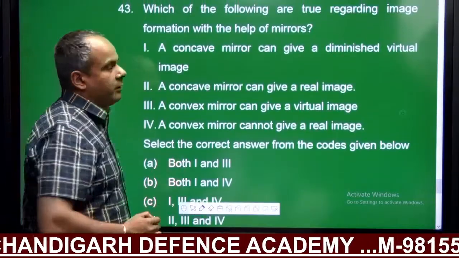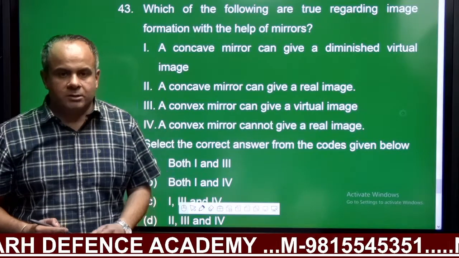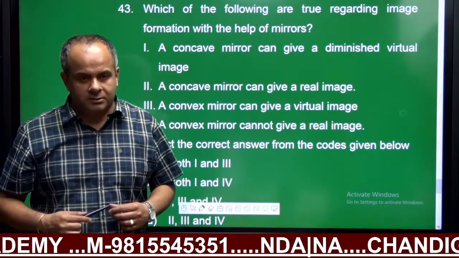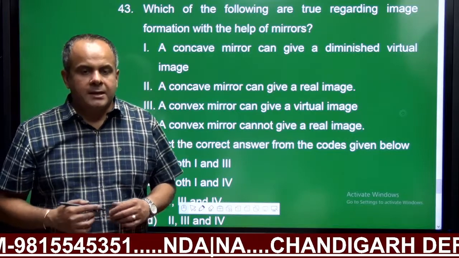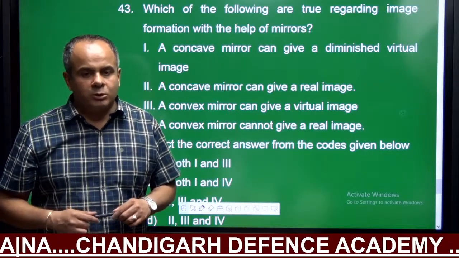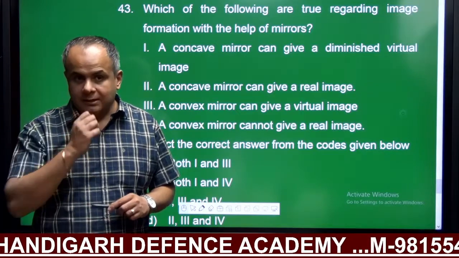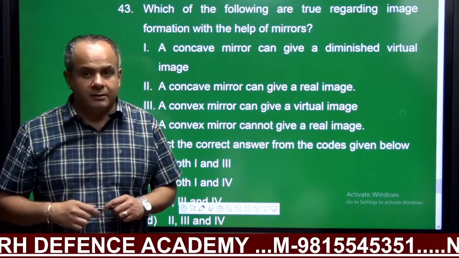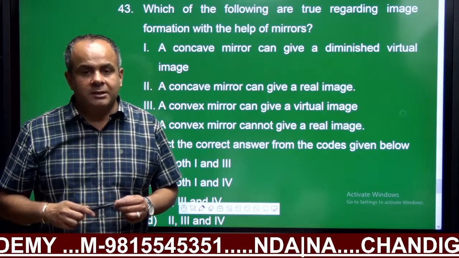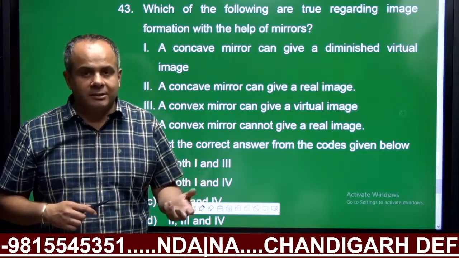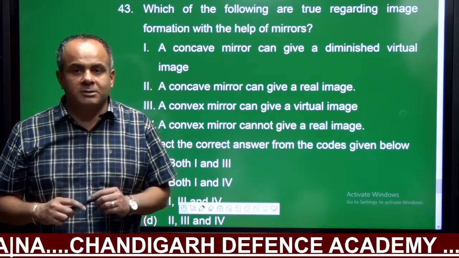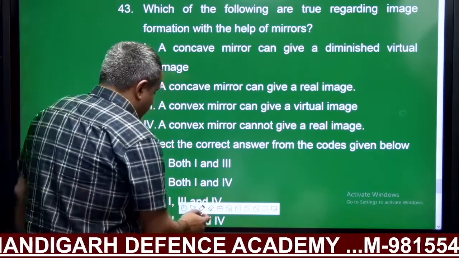Which of the following are true? Again, it's a statement question. Which of the following are true regarding the image formation with the help of mirrors? Okay. A concave mirror can give a diminished virtual image. A concave mirror, I think it never gives the diminished. It might give the diminished, but it never gives the virtual image. A concave mirror never forms a virtual image. Let me show you its ray diagram a little.